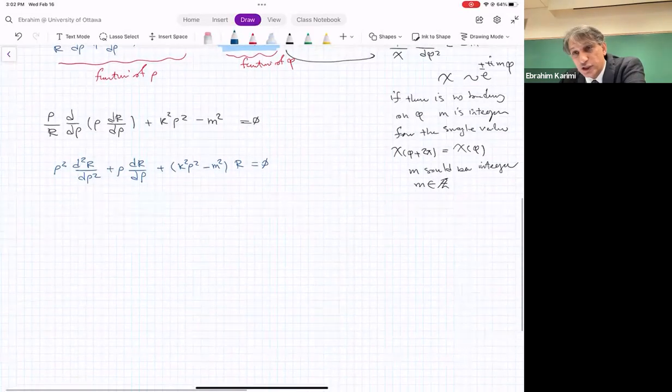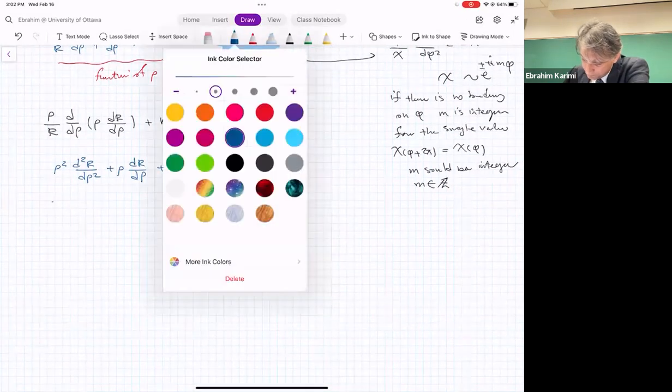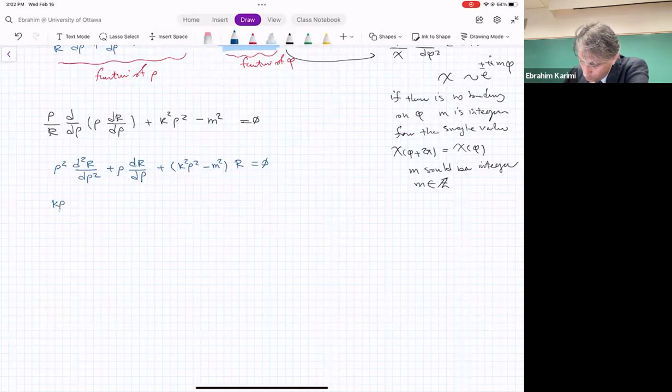This is a second order differential equation, and we can try to solve it, which we will do together. Before doing so, I would prefer to go with a dimensionless situation, which means that I will change the variable in such a way that k rho will be a new parameter for me, which I call u. Then R is no longer a function of rho, but a function of u.